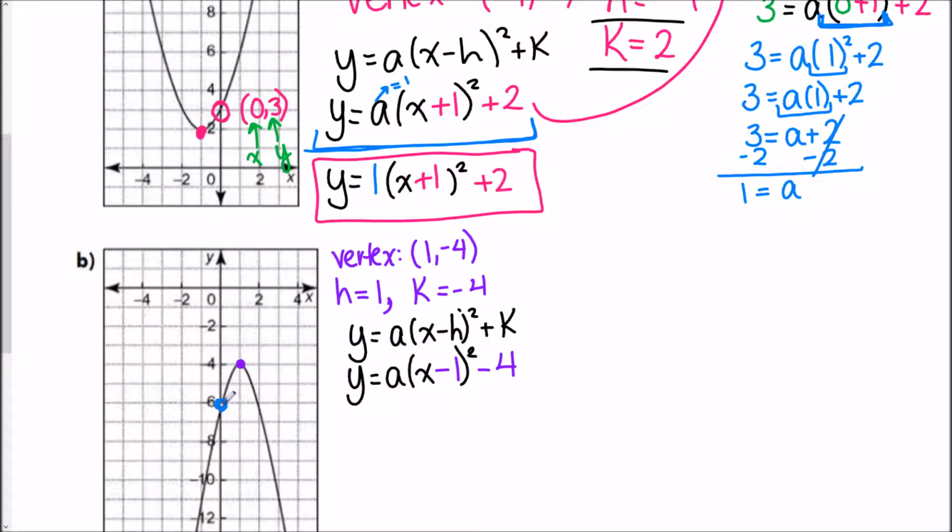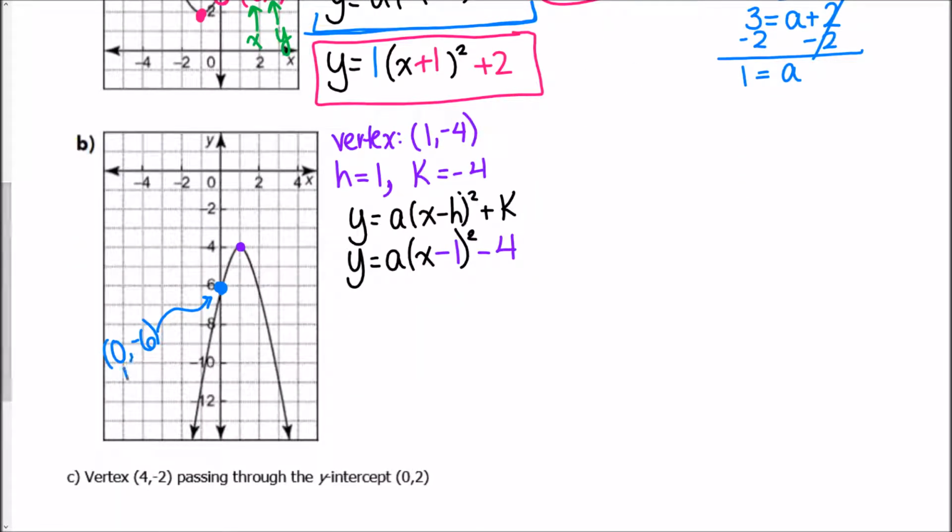It's up to you, whatever point you want to plug in. So right here, I can see that this point is 0, negative 6. And since x goes first in my coordinate, x is 0, and y is negative 6. So I'm going to plug in 0, negative 6. So let me go ahead and rewrite the equation.